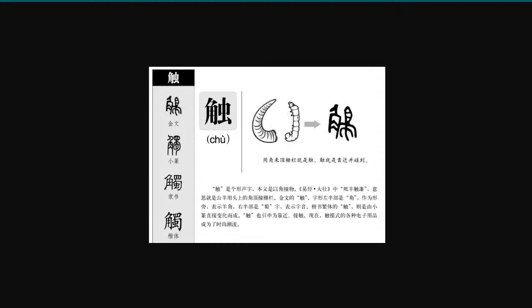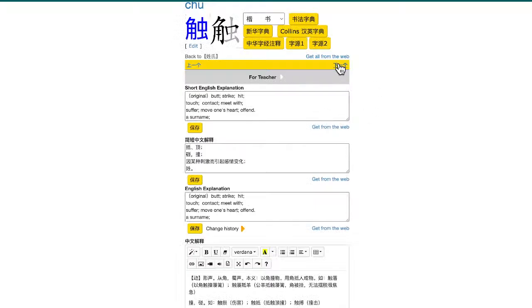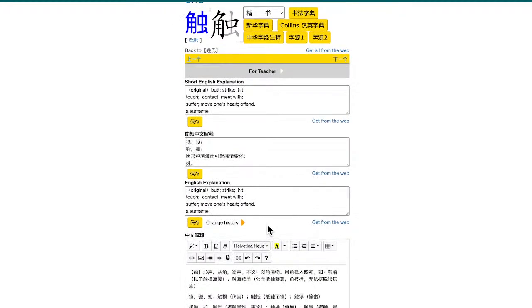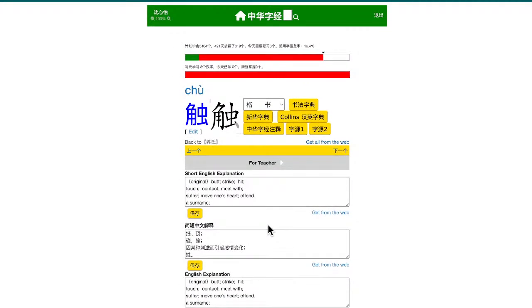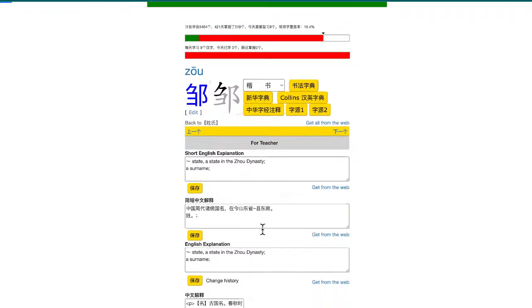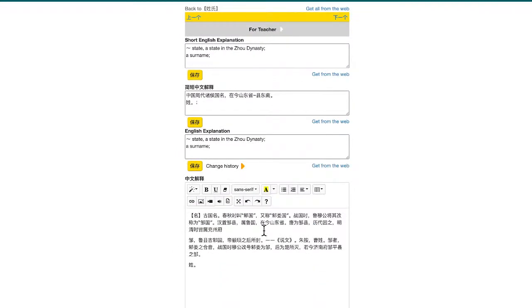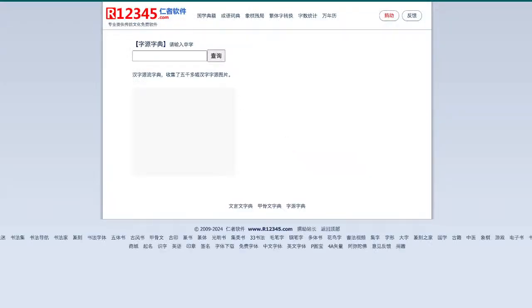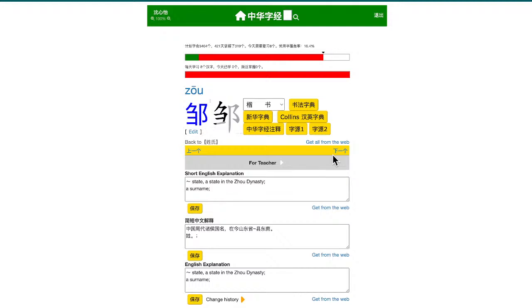Okay, true. So next one, 州. Now 州 is the name of a feudal state, and it's also the name of a family name. And so this one pretty much does not have any other meanings, okay. 州. Now this one probably does not have any other expected meanings, okay.